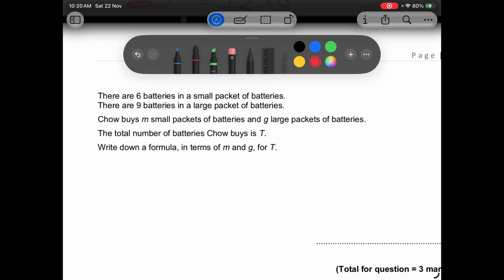Okay, students, here I have this problem. There are 6 batteries in a small bucket of batteries, and there are 9 batteries in a large bucket of batteries.